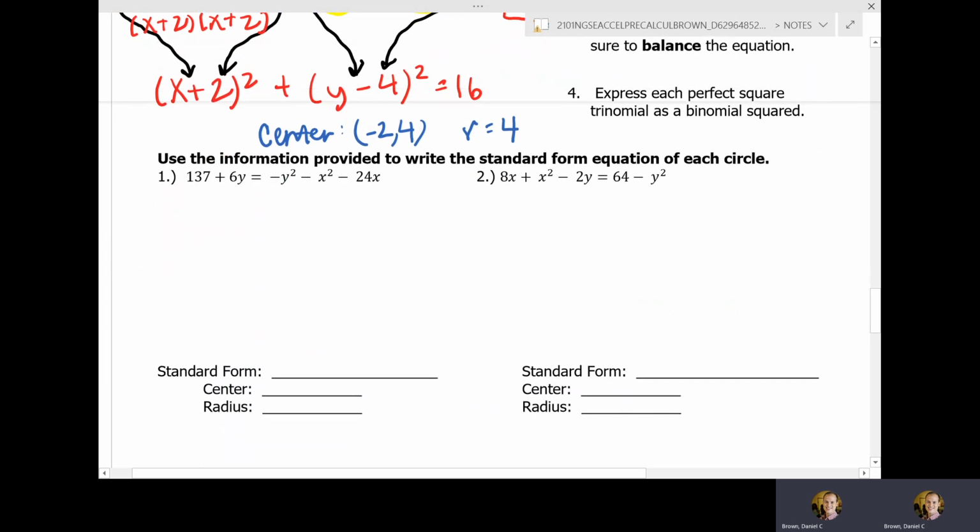Go ahead and pause the video and rewrite these into general form and then complete the square. I'm going to start working on them, but again, I hope you pause, try it yourself, and then check your answer with mine.